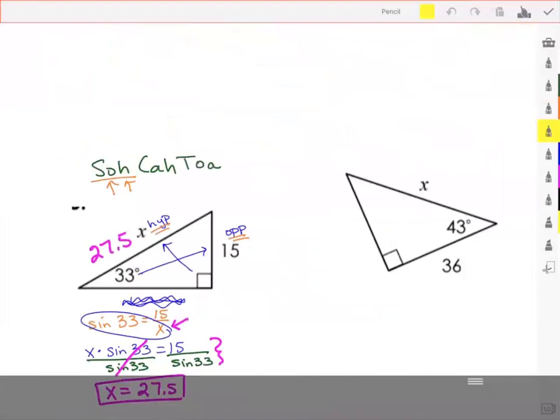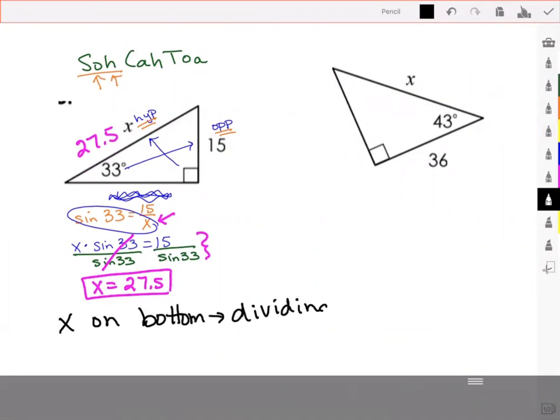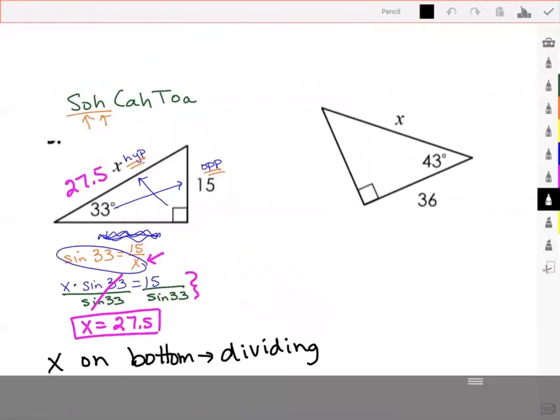What happened on this example? X was on bottom. And what did we end up doing? We ended up dividing. So you may want to make yourself a little note of that, at least a mental note, that once you set up your ratio, if X is on top, to solve it, you're going to multiply. If X is on bottom, ultimately to solve it, you're going to divide. Okay? And that'll be true every time. All right, let's do another one.